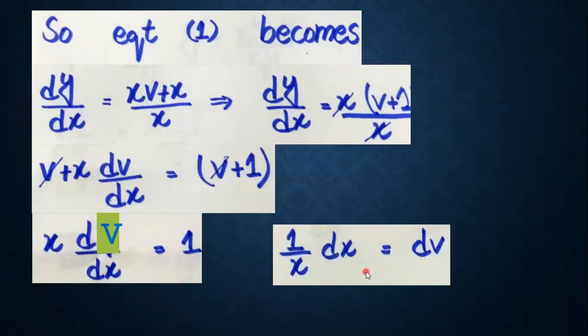Now what we did in our previous section was separate the variables, but here it was not straightforward to separate these variables, so we substituted another variable v, and now we have succeeded in splitting them. So the next step, as I discussed in the previous lecture, is that we will integrate them and find the solution in terms of y.